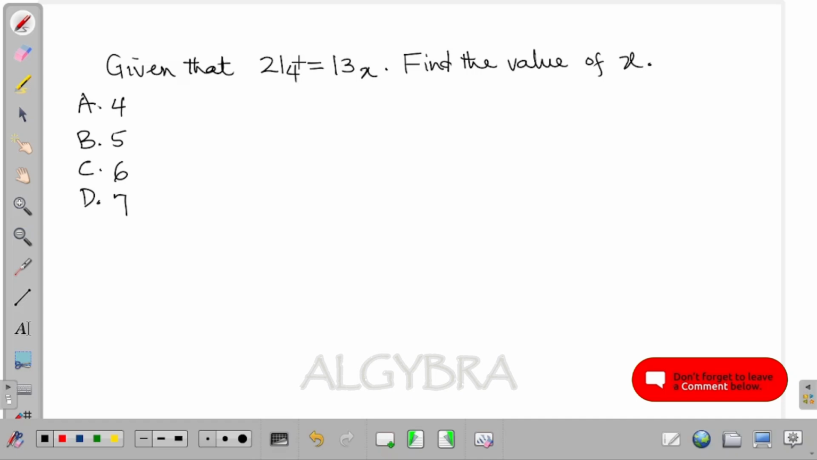Okay, so based on what we have solved in this particular question, this is actually a question for you to solve right now. It says, given that 21 in base 4 is equal to 13 in base x, find the value of x. A is 4, B is 5, C is 6, and D is 7. So solve this particular question and post your answers or solution method in the comment section, right?